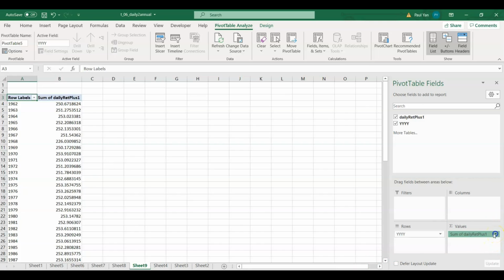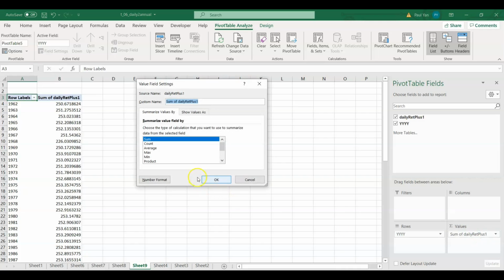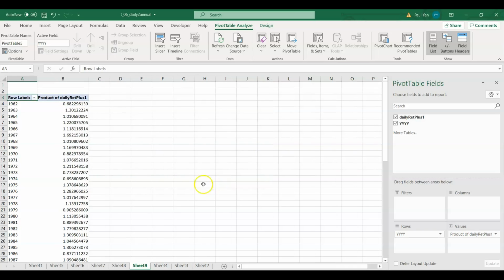On the right hand side bottom, you will see the sum of daily return plus 1. Click here, then we see the menu. Value field settings. The first one is sum, second one is count, average. So eventually we find the product. Product is the correct one. Simply click OK. Then this number minus 1 will be annual return.